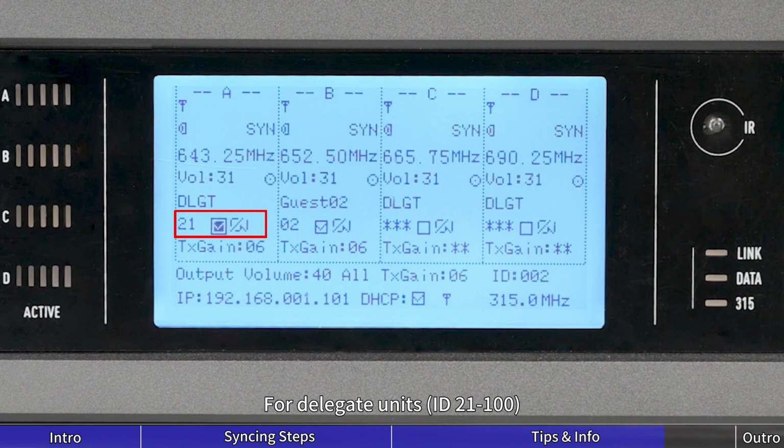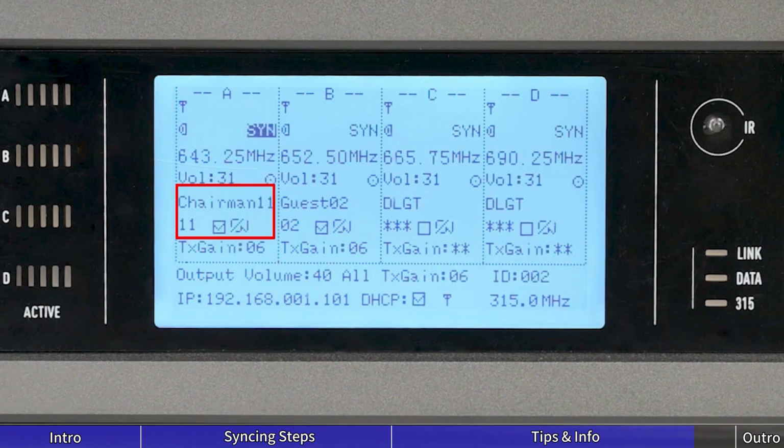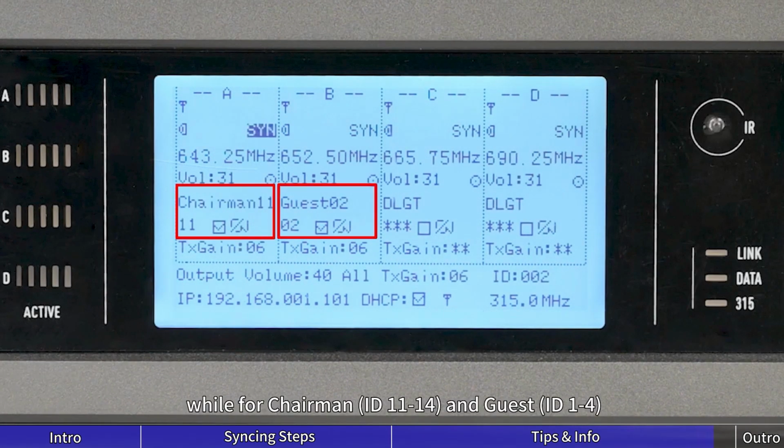For delegate units, ID 21 to 100, you need to manually set the ID and check it. While for chairman, ID 11 to 14, and guest, ID 1 to 4, it is checked by default.